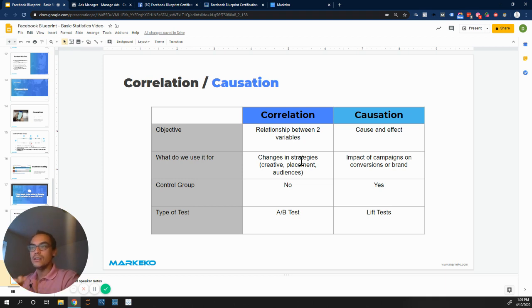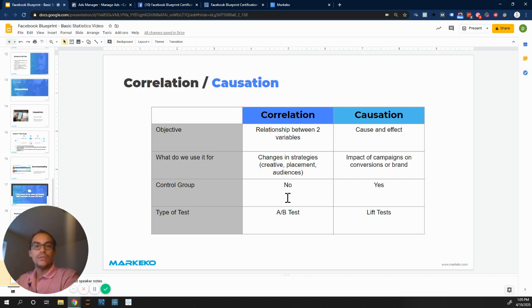I'm making changes constantly. With causation, what I really want to say is, what's the impact of my campaigns on my business outcomes, and by how much? Are they really worth it? How much should I keep investing? And by how much are they increasing my sales, my brand lift, anything that I'm trying to measure, right?